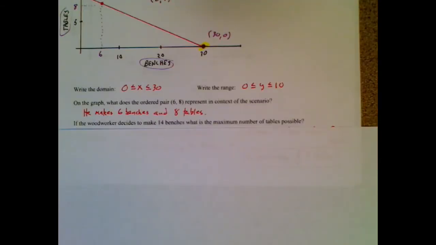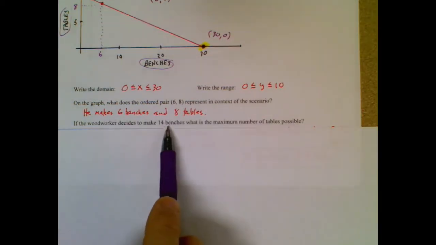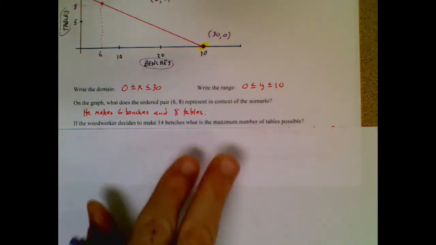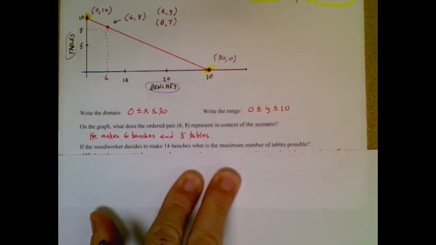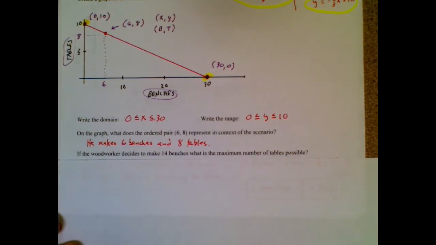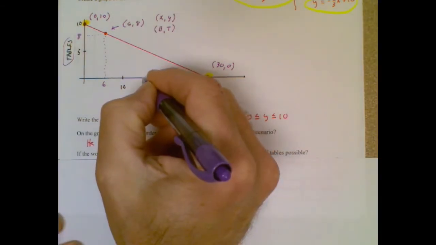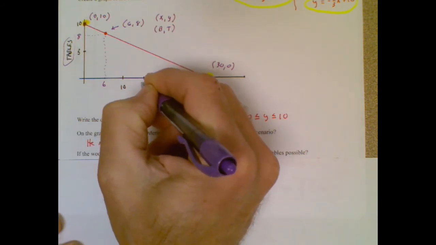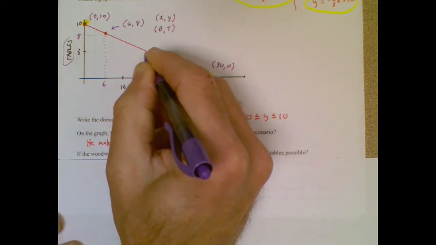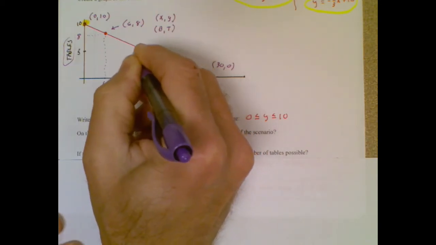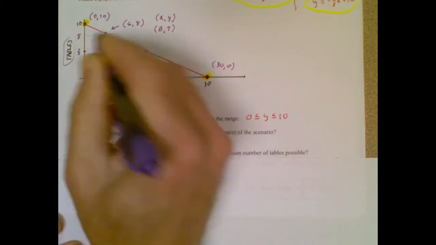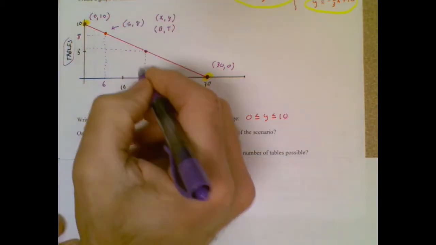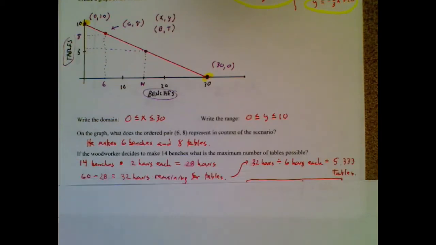This very last question asks if a woodwork maker decides to make 14 benches, how many tables can he make? Before we do the math on that, I'm going to show you what that would look like on the graph. Okay, now this won't be perfect because our graph's not perfect, but 14 benches seems to be about right here. That's about my 14. So if I head over here, it looks like around 6 tables, but I don't really trust that for sure. I'm going to do the math to find out exactly.